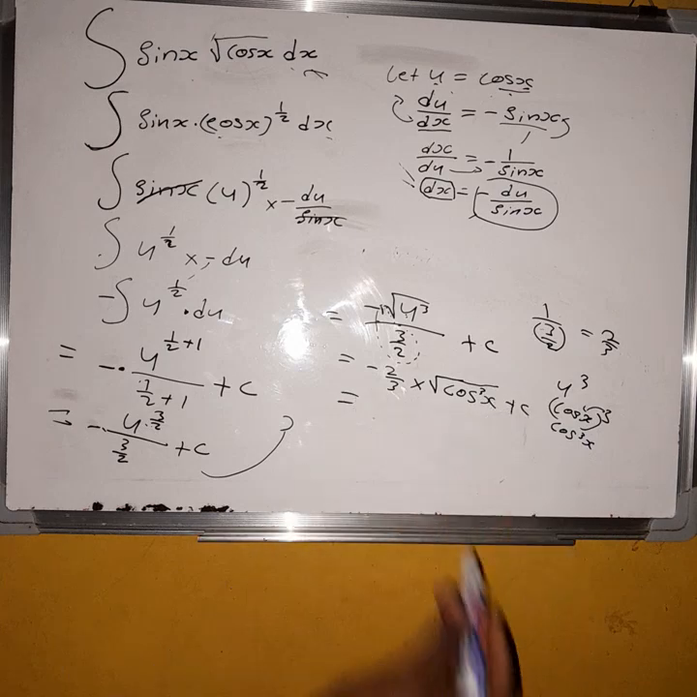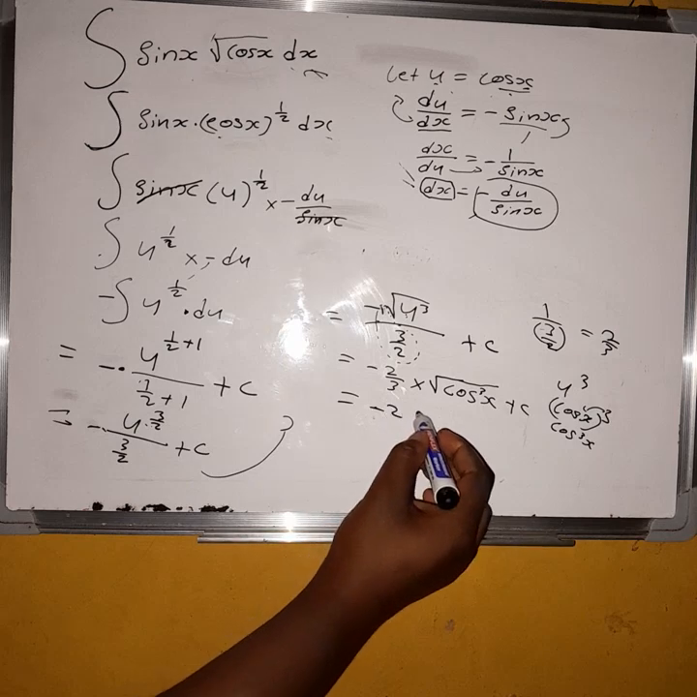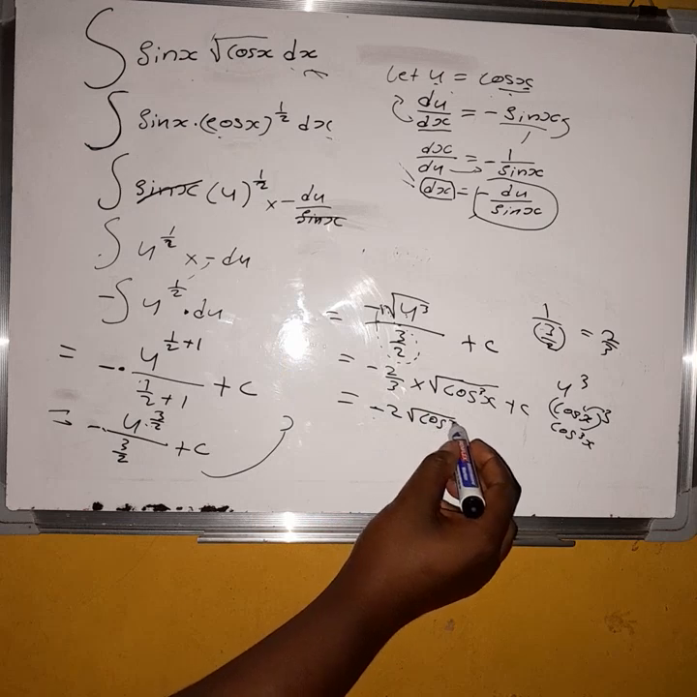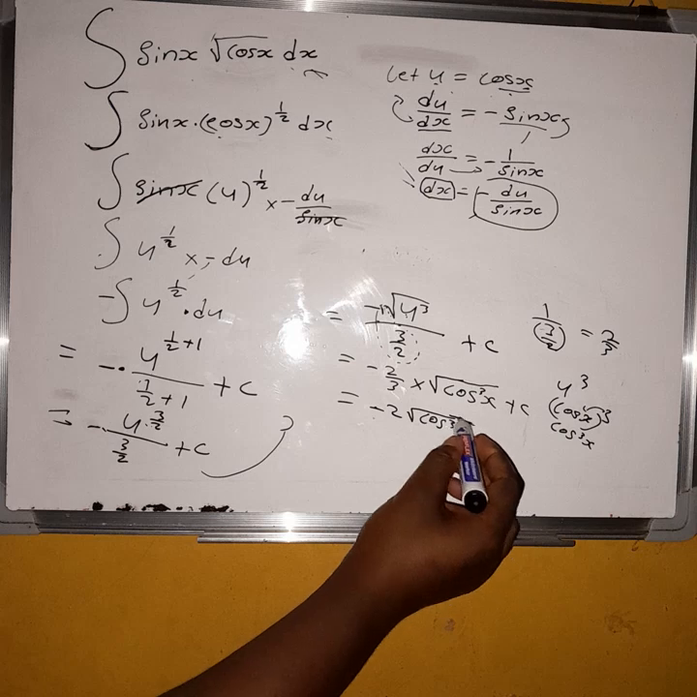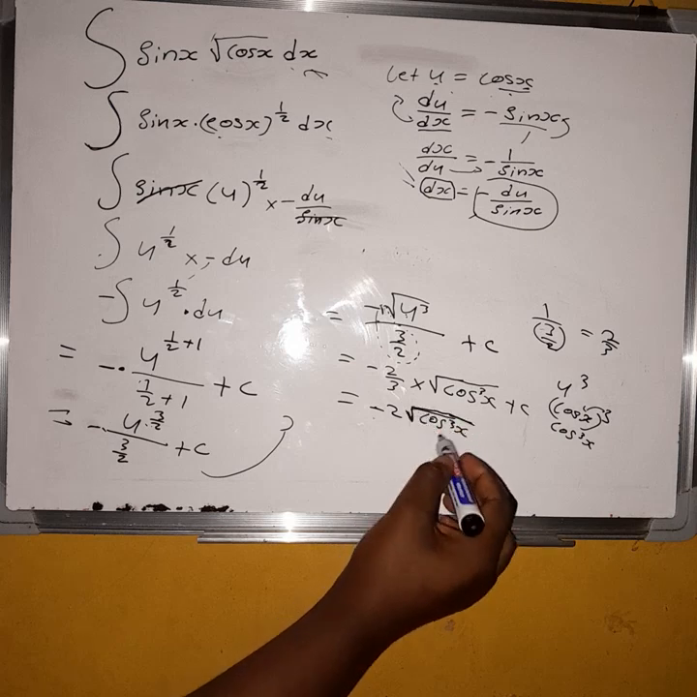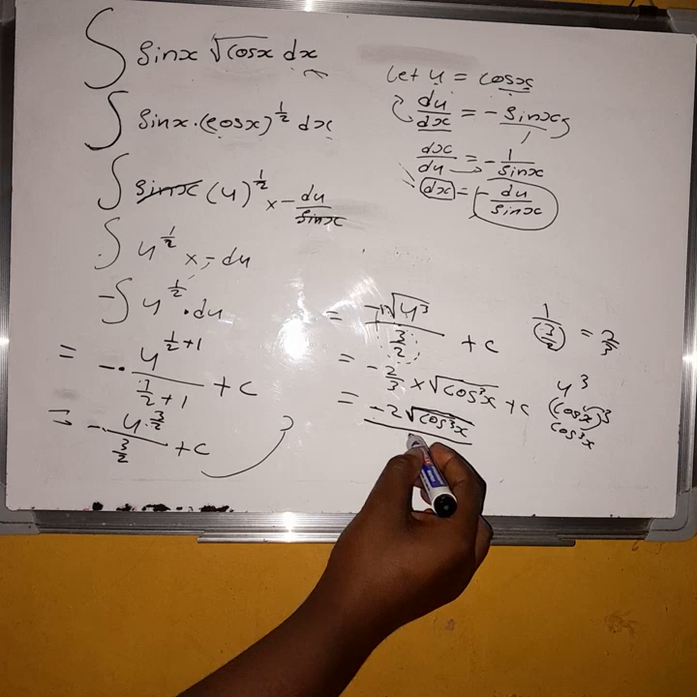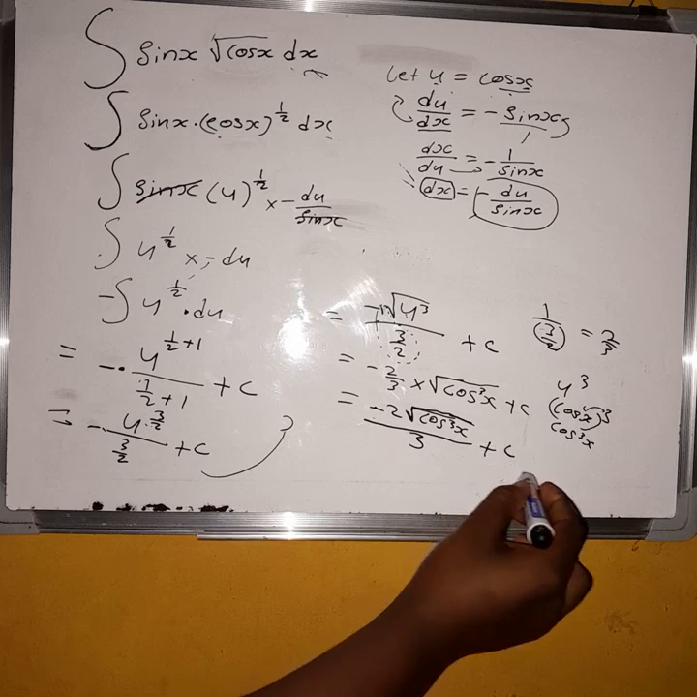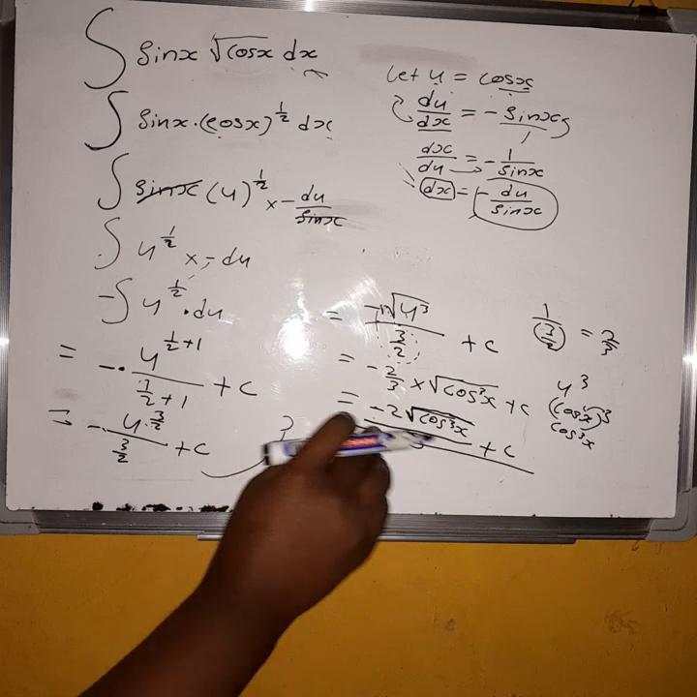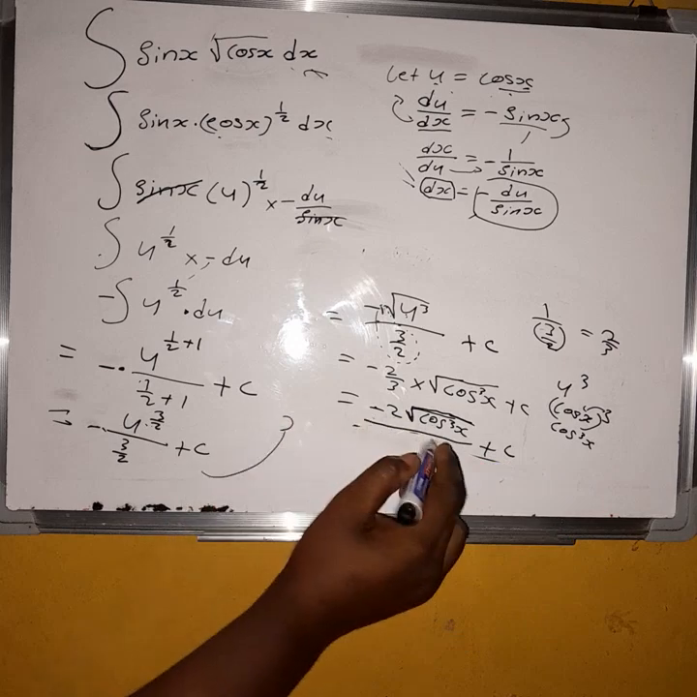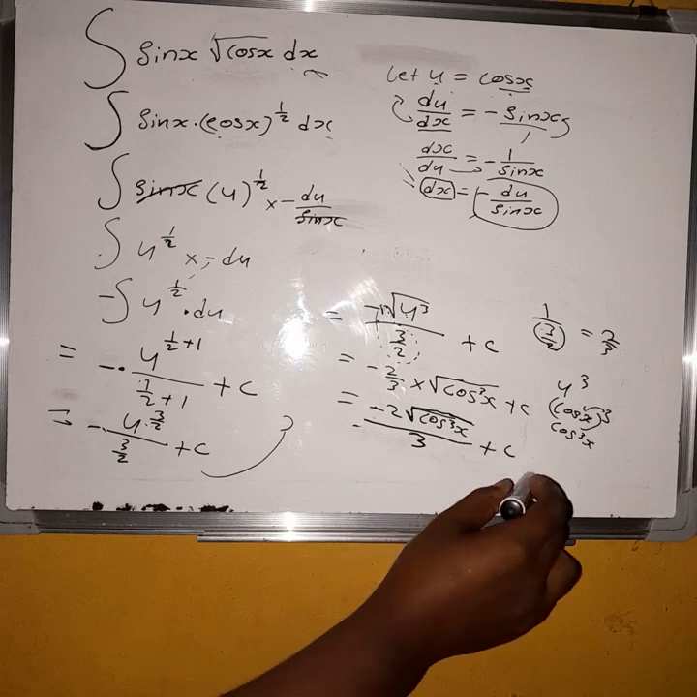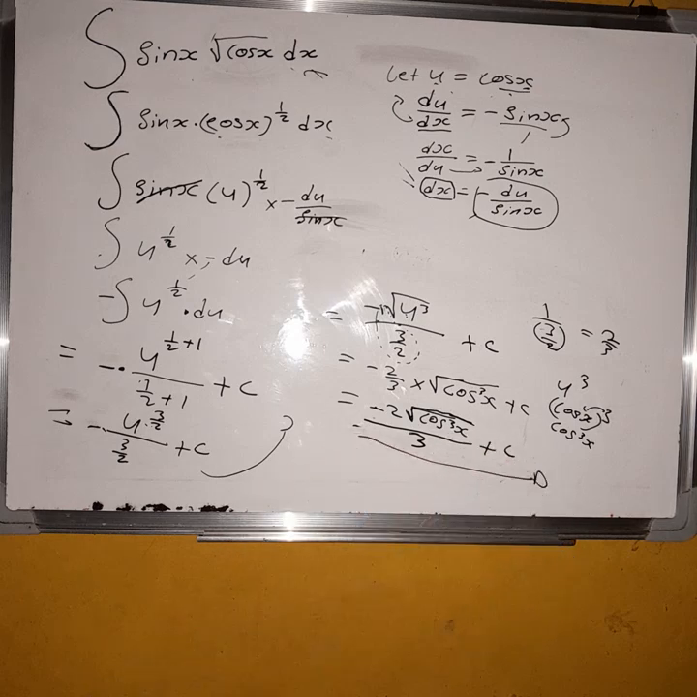That means your final answer here is minus 2 root cos 3x all over 3, plus constant c. This is how we integrate this. This is your final answer. We have integrated it.